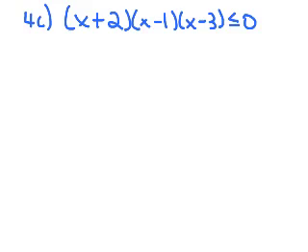This last example is not quadratic, but it's already in factored form. So that's the point. It's in factored form, and the left-hand side is less than or equal to 0. So we can use the same principles, and that is, first step is to find the critical points by setting each of the factors equal to 0.